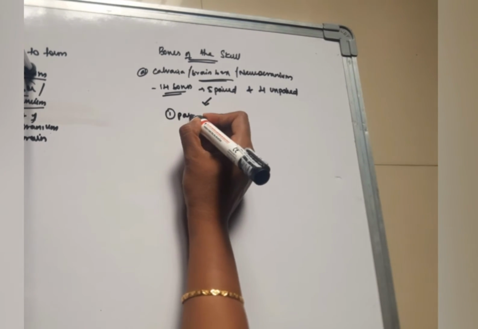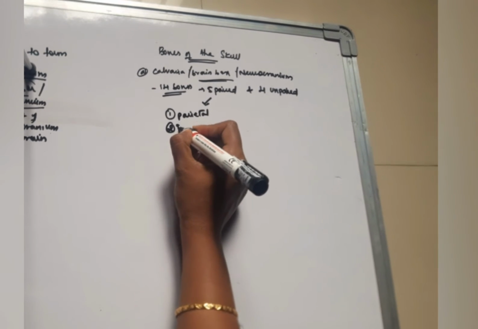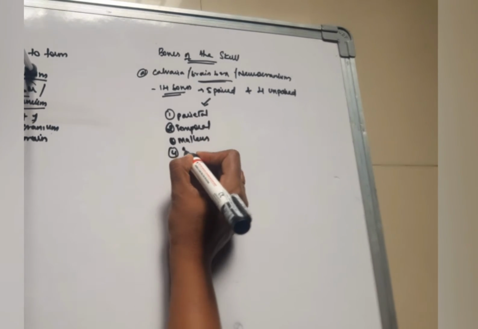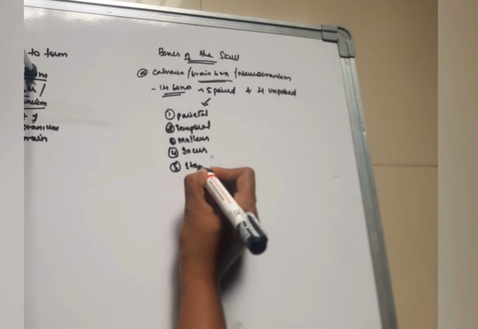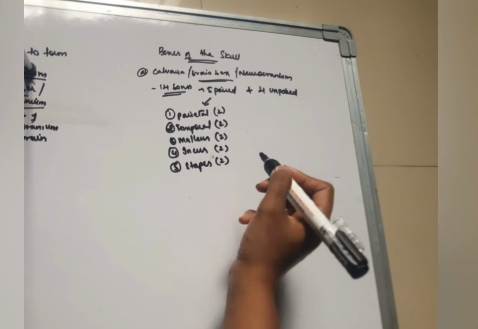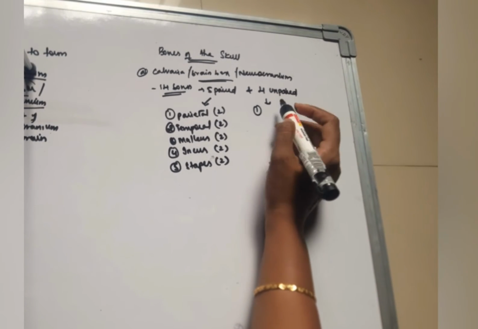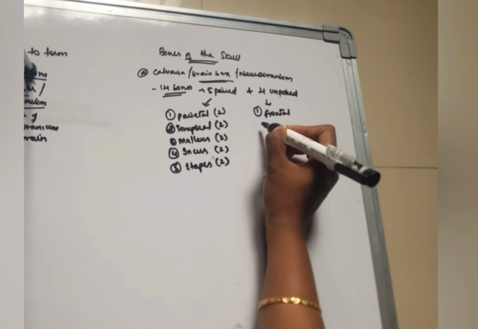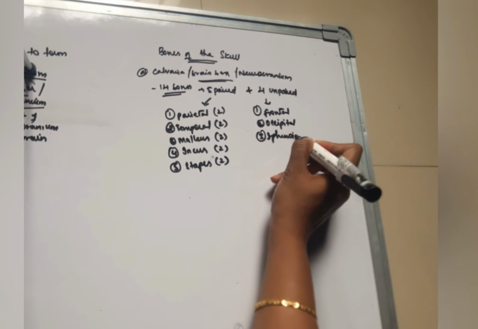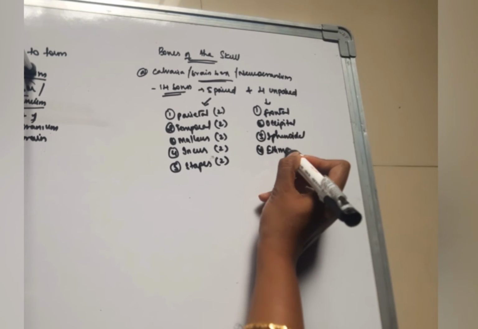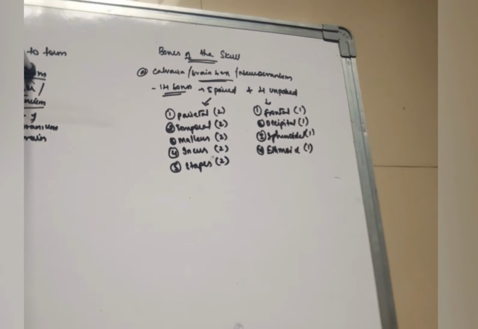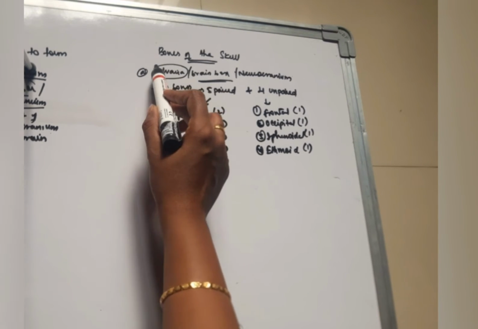First, parietal bone, temporal bone, malleus, incus and stapes. All these are paired, that means they are 2 in number, 1 on each side. Okay, and unpaired are 4 in number. They are frontal bone, occipital bone, sphenoidal bone and ethmoidal bone. All of these are unpaired, they are single in number. Okay, these are the 14 bones that are present in the calvaria, that is the brain box.